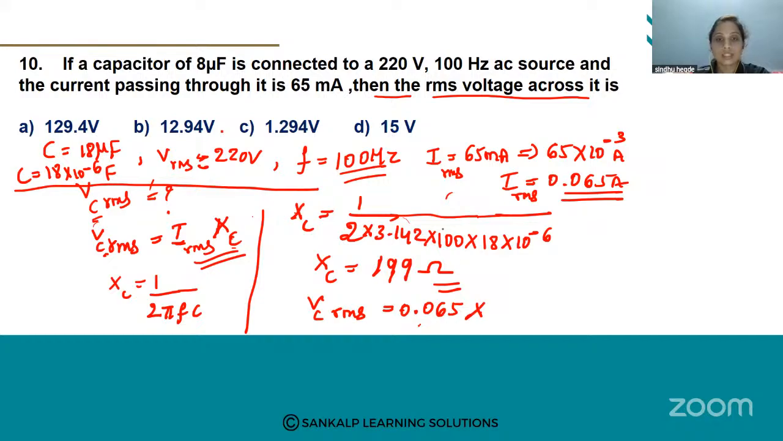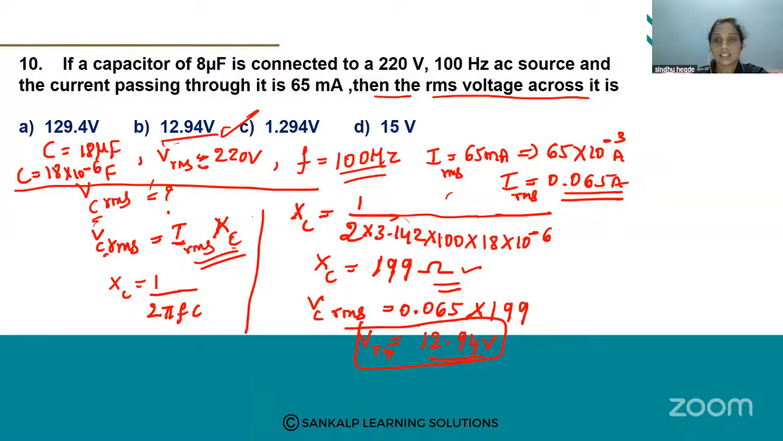Into, what is the value of XC? That is 199, right? Okay. You should multiply these things. Finally, you get 12.94 volts. Okay, it is 12.94 volts. This is the answer. Which option is correct? 12.94 volt is correct.